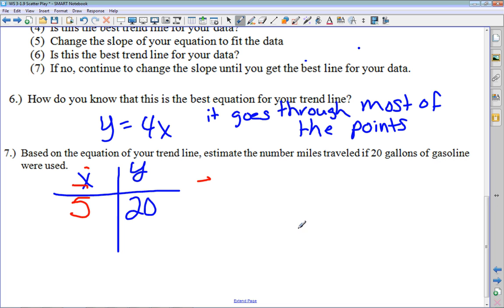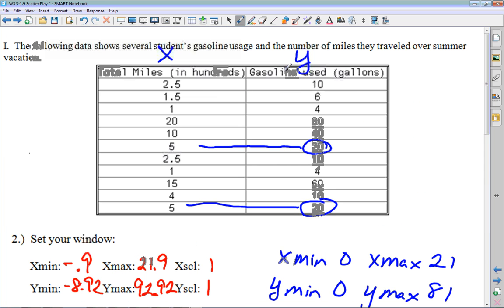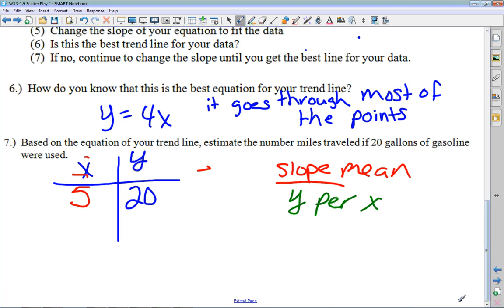All right. So now let me ask another question. What does the slope of this line mean? Remember, when we talk about the meanings of slope, we write y per x. Okay, well, what's going on up here? Y is the gallons, so my slope is going to be the gallons per mile.